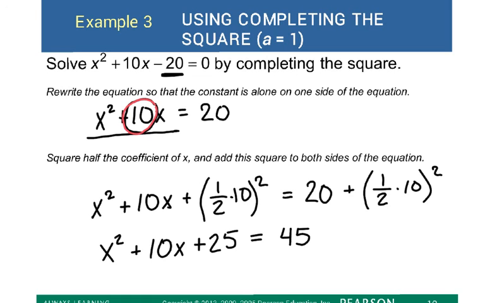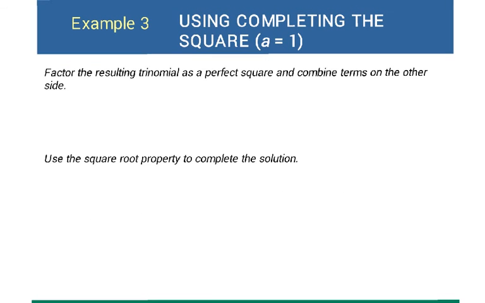The next step is going to be on the next slide. What we're going to do in this next step is exactly what this says. Factor the resulting trinomial, that's what's on the left side of the equation, as a perfect square, and then combine terms on the other side. Well, we did already combine the other terms on the other side of the equation. We got 45. So let's rewrite what we had on the previous slide, and then we'll look at factoring the resulting trinomial.